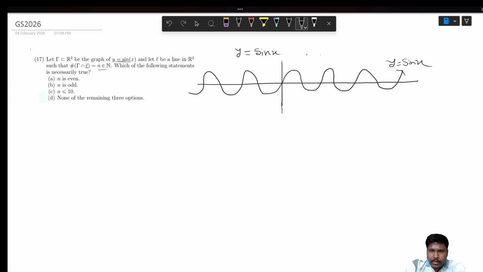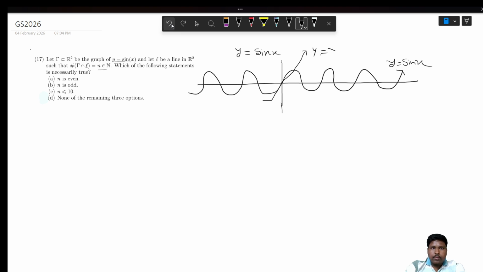Suppose we take the line y equals x. So here the point of intersection is only one point, which is 0. So the intersection point may be only one, which is 0. But this is not a natural number. So we cannot take this line.